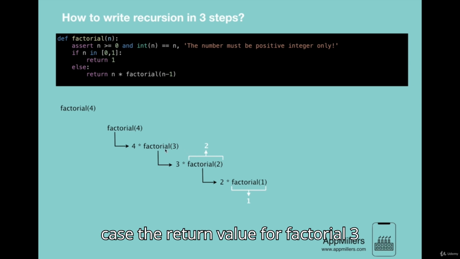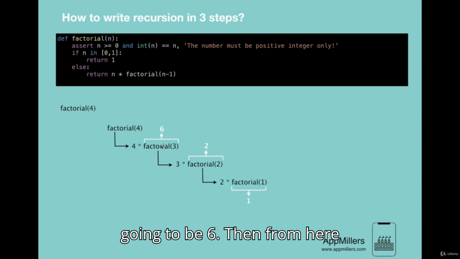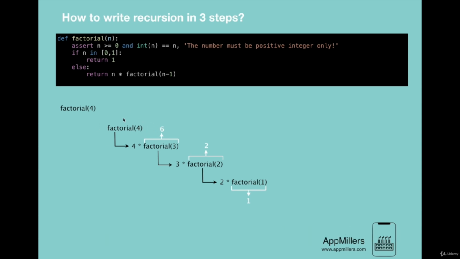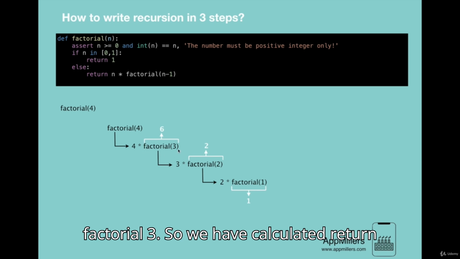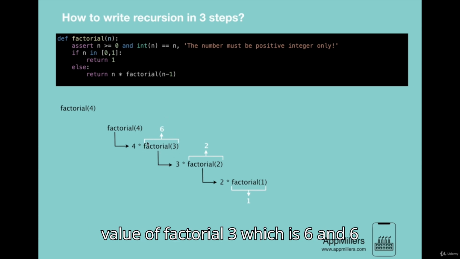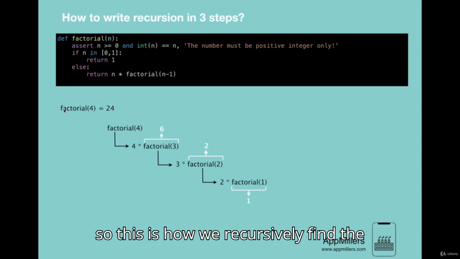So in this case, the return value for factorial 3 will be 6 because 3 multiplied by 2 is going to be 6. Then from here, we know that the return value for factorial 4 is 4 multiplied with the return value of factorial 3. So we have calculated the return value of factorial 3, which is 6, and 6 multiplied with 4 will be 24.